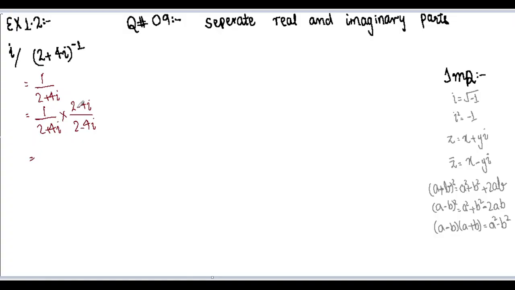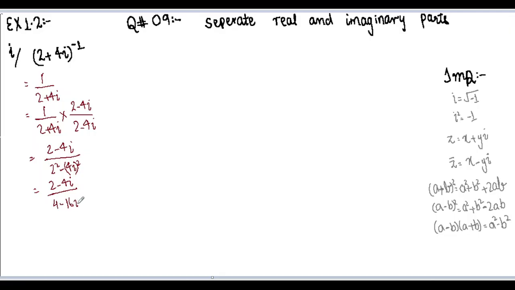Now when 1 is multiplied by 2 minus 4i, we get 2 minus 4i whole divided by (2 plus 4i) into (2 minus 4i). (a plus b) into (a minus b) gives us a square minus b square. So here we are going to write it as a square minus b square. Here a is 2 and b is 4i, so we write 2 square minus (4i) whole square, equals (2 minus 4i) whole divided by 2 square gives us 4, minus 4 square gives us 16, and i square.